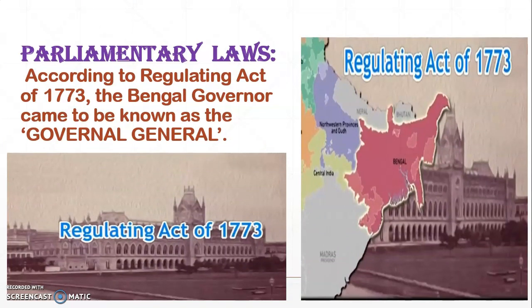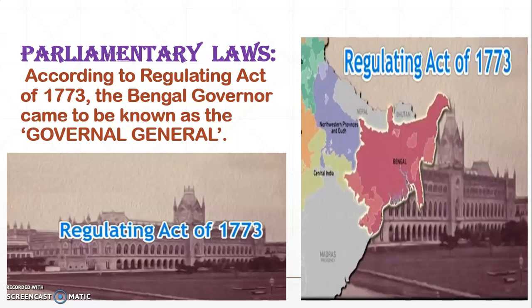According to the Regulating Act of 1773, the Bengal governor came to be known as the Governor General. Instead of only governor, a new title was given: Governor General. And according to this act, Lord Warren Hastings became the first Governor General of India.